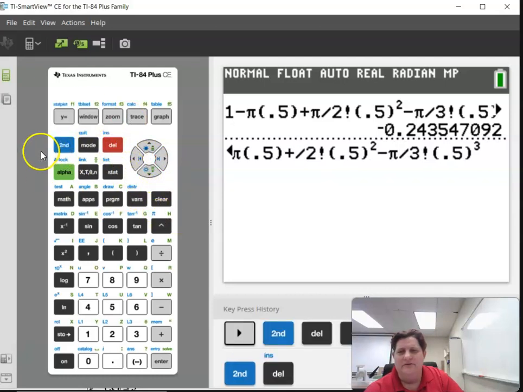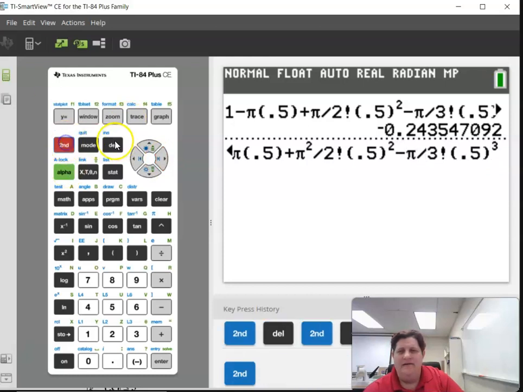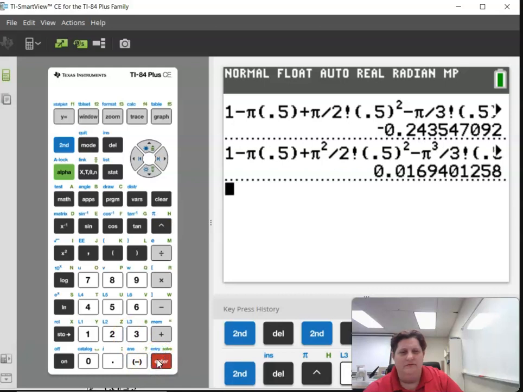Okay, so let's insert pi to the second over 2 factorial. And then it's minus pi, insert, to the third over 3 factorial. Hey-oh, there we go. Whew, my bad, guys. Gotta write that out a little bit, make sure I'm doing everything that I need to do in there. 0.1694.